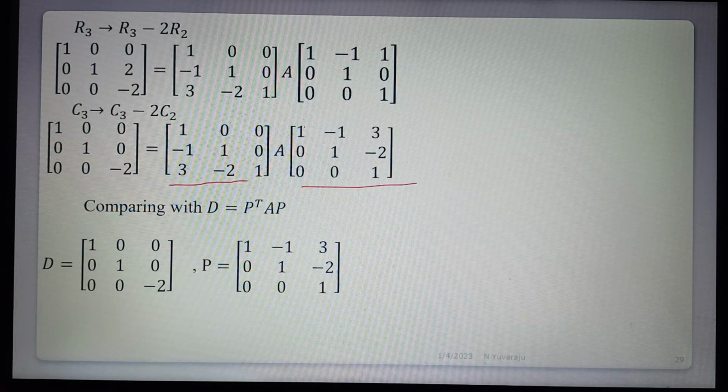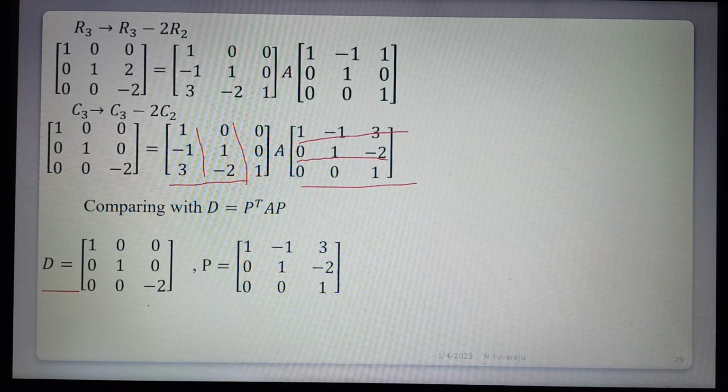In the P matrix, the first row is 1 minus 1 3, and in P transpose the first column is 1 minus 1 3. The first row and first column are the same. Next, the second row 0 1 minus 2, and the second column is 0 1 minus 2. Next, the third row 0 0 1, that is the third column in P transpose, 0 0 1. So both are the same, only mutually transposed.